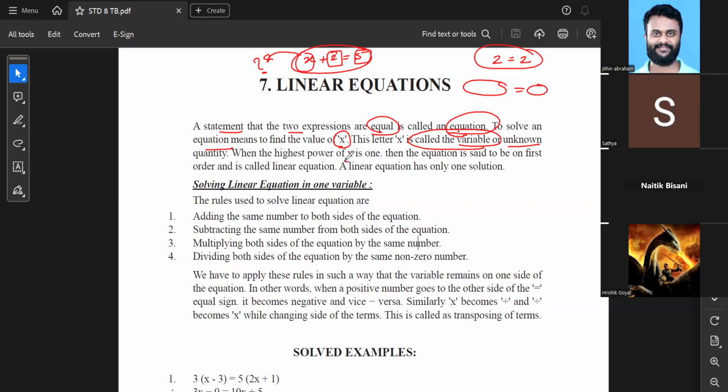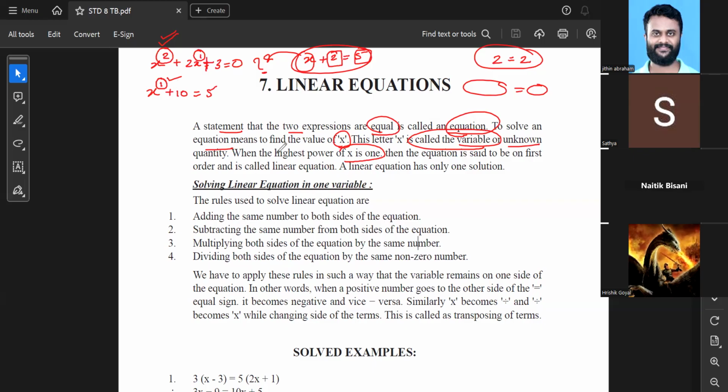Now consider the highest power of x. For example, when you see an equation like x square plus 2x plus 3 is equal to 0, 2 is the power of x in the first term, and 1 is the power of x in the second term. So the highest power of x is 2. Whereas when you see equations like x plus 10 is equal to 5, that is x raised to 1. So 1 is the highest power of x.